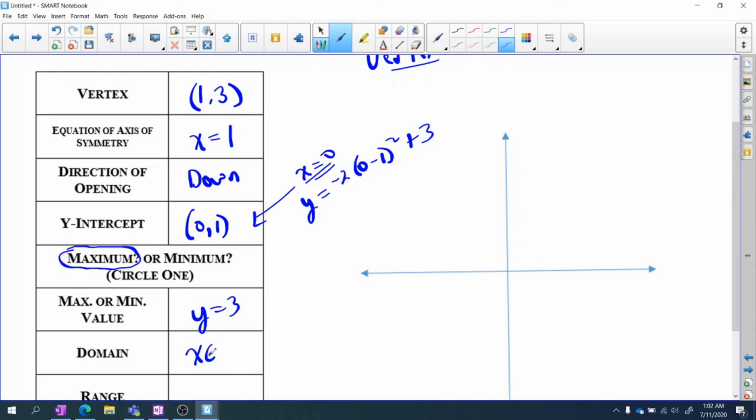Domain, that's a freebie. It's almost always that. And the range. All the y values in this case, because it opens down, are going to be lower than the y value at the vertex. So all the y values are going to be smaller than or equal to 3.